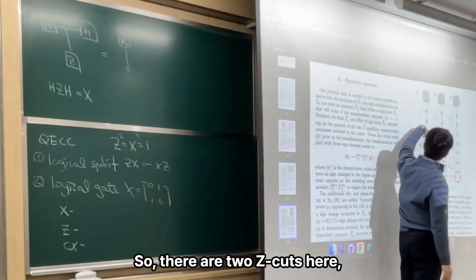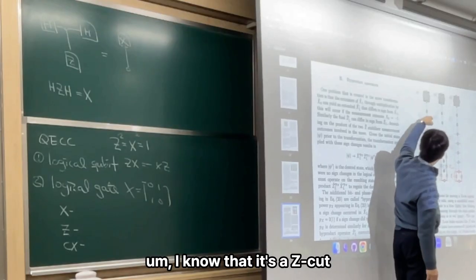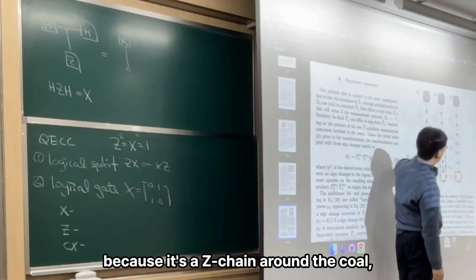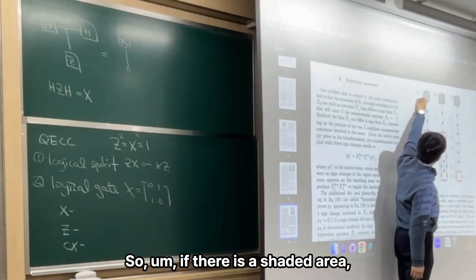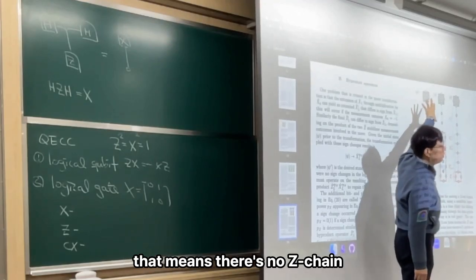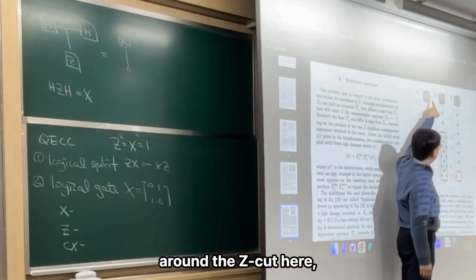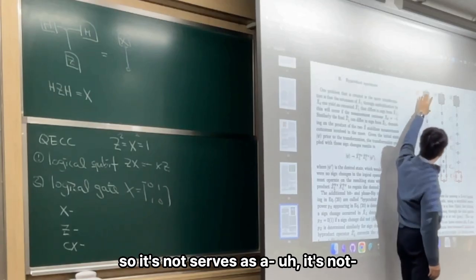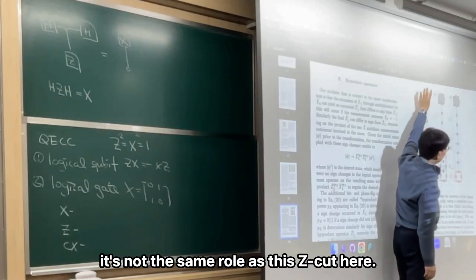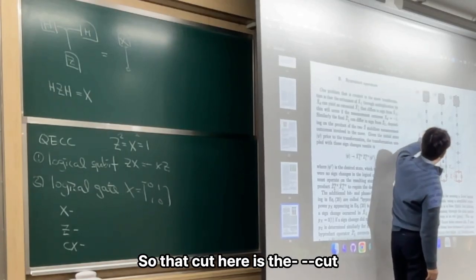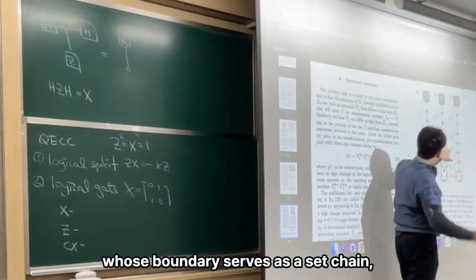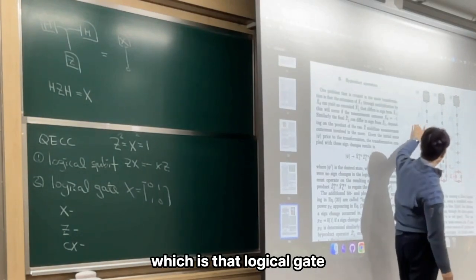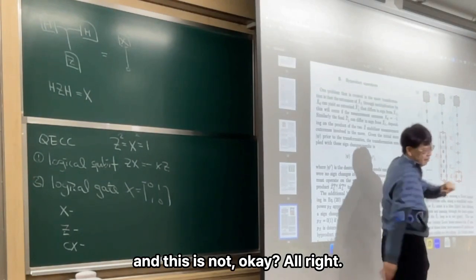So there are two Z cuts here. I know that it's a Z cut because it's a Z chain around the hole. If there is a shaded area, that means there's no Z chain around the Z cut here, so it doesn't serve the same role as this Z cut here. This Z cut is the cut whose boundary serves as a Z chain, which is that logical gate, and this is not. Okay.